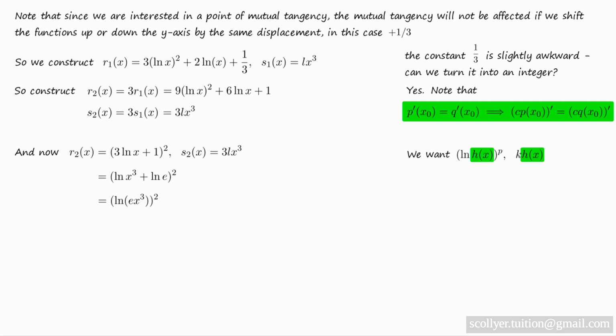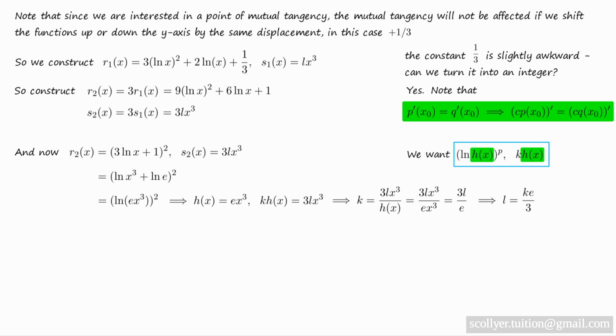And we can see that in order to write the functions in the form in the blue box, we will need h of x equals e x cubed and k times h of x equals 3l x cubed, which gives, after a little working, that k equals 3l over e, so that l equals ke over 3. And now we have two functions in the required form. We have f of x and g of x, with h of x being e x cubed, p being 2, and l being ke over 3. And so we can apply the result from part B.